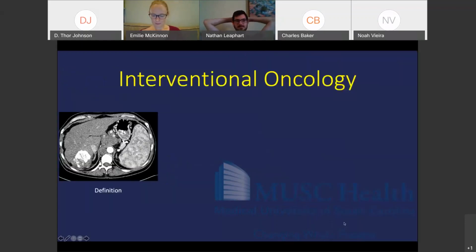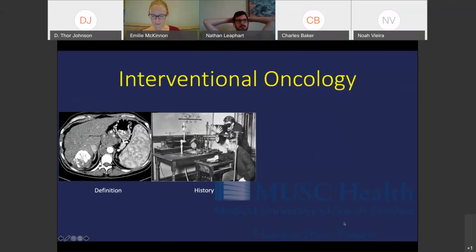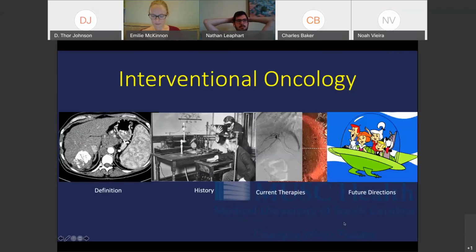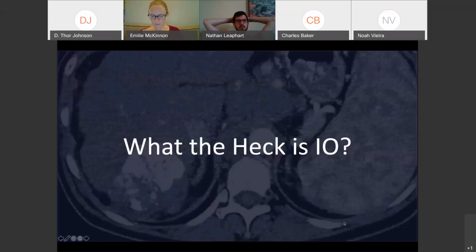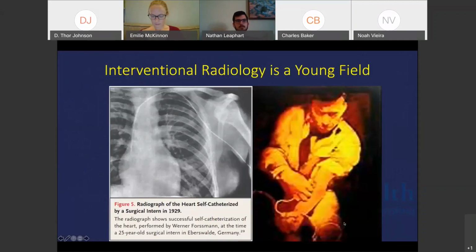And so we're going to talk a little bit about the definitions, some of the history, current therapies, and then sort of future directions for these kinds of treatments as this is all rapidly changing. So what is IO? Interventional oncology is the treatment of oncologic diseases with local therapies using image guidance. And so you're as minimally invasive as you can possibly be, but you're trying to treat them. And this is all out of the spirit of interventional radiology, which I'm a big fan of history, to be honest. So I like to talk about the history of stuff like this.